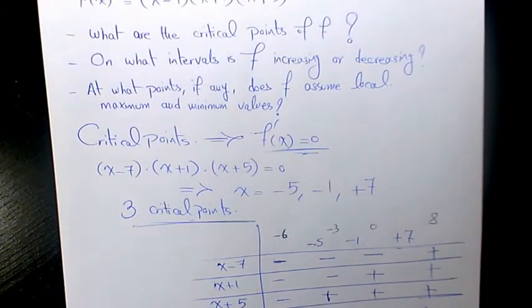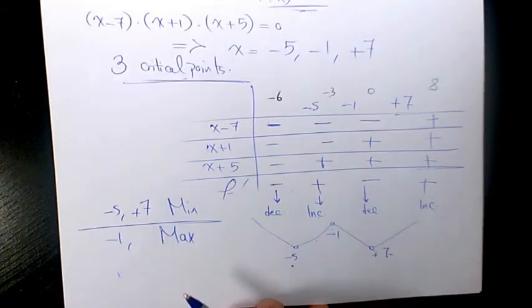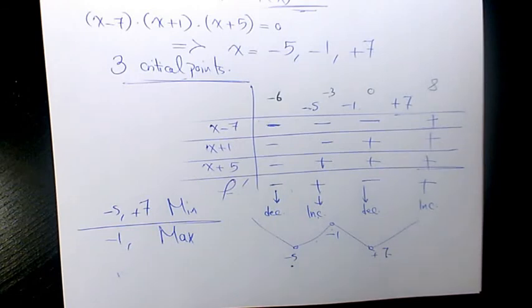So these are going to be the answer to the third part, which says at what points, if any, does f assume local maximum and local minimum values, which are negative 5 and positive 7 for minimum and negative 1 for maximum.